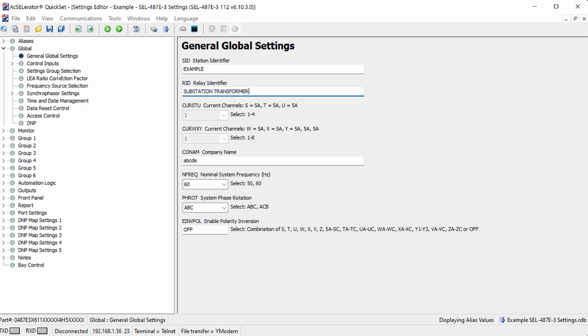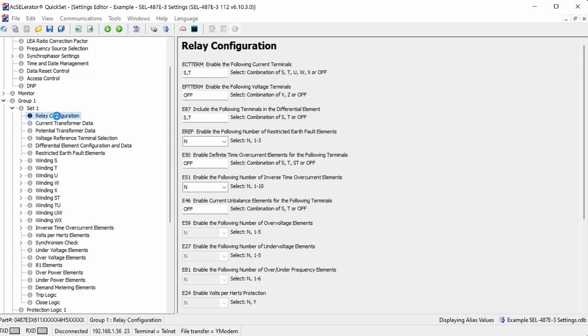All right, so I also want to go over here to group 1, set 1, relay configuration. And in here, we can give the relay just general information about how a relay is wired. In this case, we have this setting, which is the enable for the current terminals. In this case, we're going to use an S and a T connection on the relay. Essentially, the relay has different connections that you can use. It's got S, T, U, W, and X. So each one of those is a set of 3-phase current inputs that you can wire into the relay. In this case, we're going to be using S for the high side and T for the low side. So in our enable for the current terminals, we're just going to use S and T.